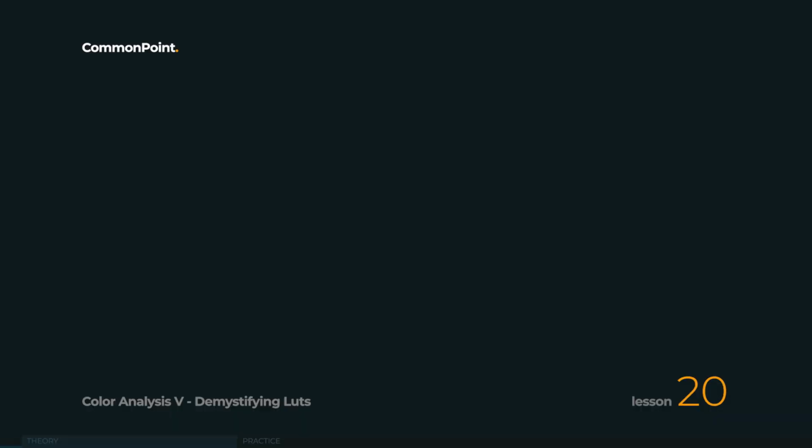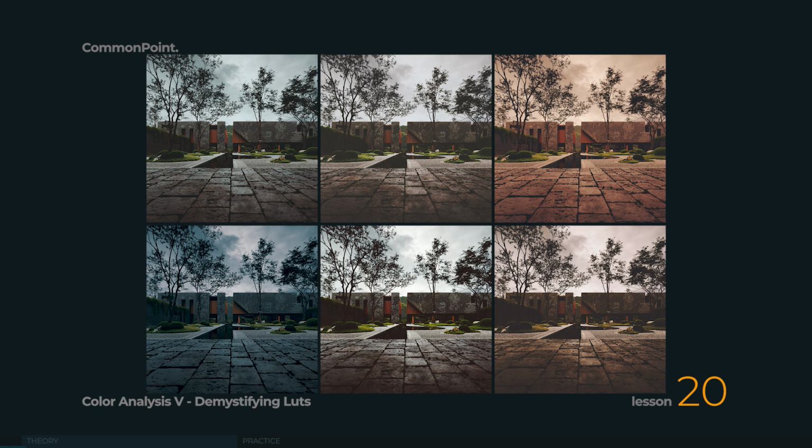Okay then, let's start with the basics. LUT is an abbreviation for lookup table. It's essentially a file on your drive with a LUT, cube or 3DL extension. And a LUT is nothing else than a color grading preset. You can even say it's a filter. You can apply it to an image and it changes the colors.